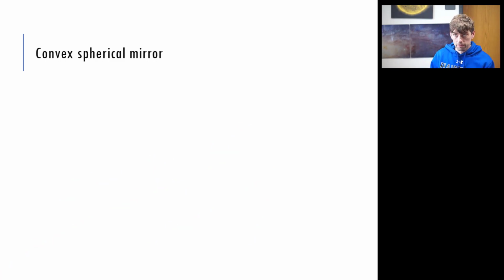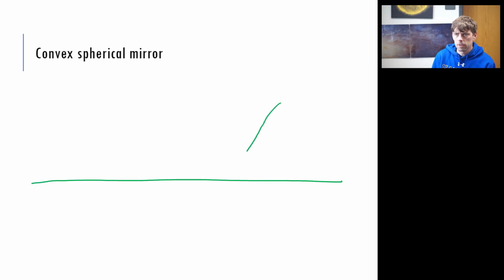How about a convex spherical mirror? So concave is like a C. Convex, so I'll draw my optical axis again. Convex is the opposite way. Now, I don't know why I always struggle with concave and convex. I wish I could tell you why, but it's like adding 5 and 7, just something that I always struggle with a little bit.